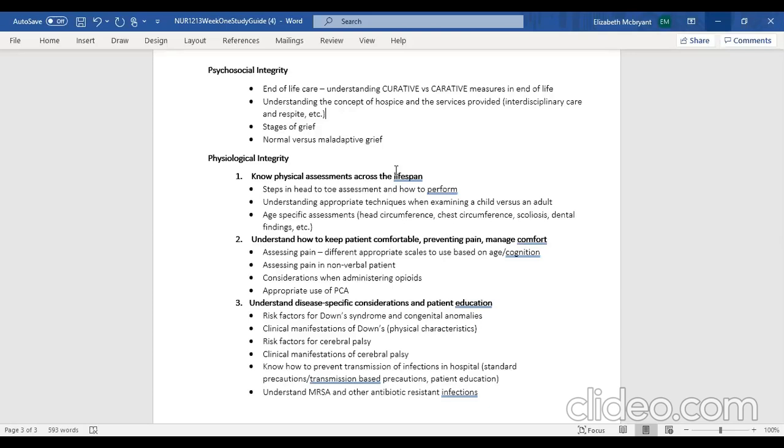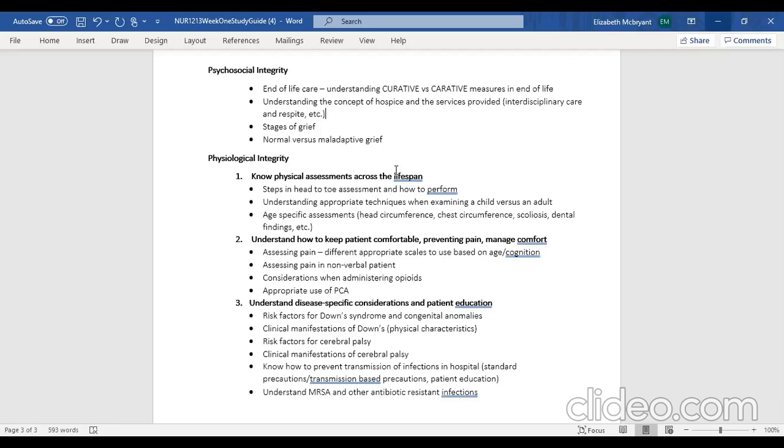At what age is it appropriate to be measuring head circumference or assessing different things? Dental findings: do I expect a 1-year-old to have all their molars and things like that? So again, while I tried to cover as much as humanly possible in lecture, you do have to read your book too.